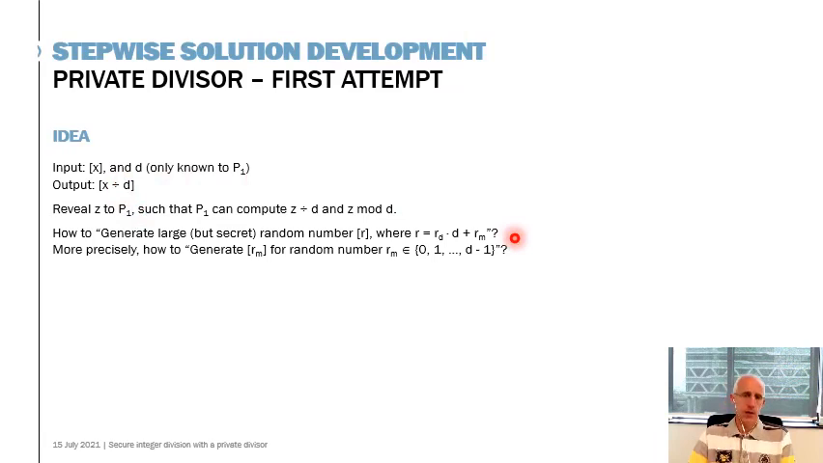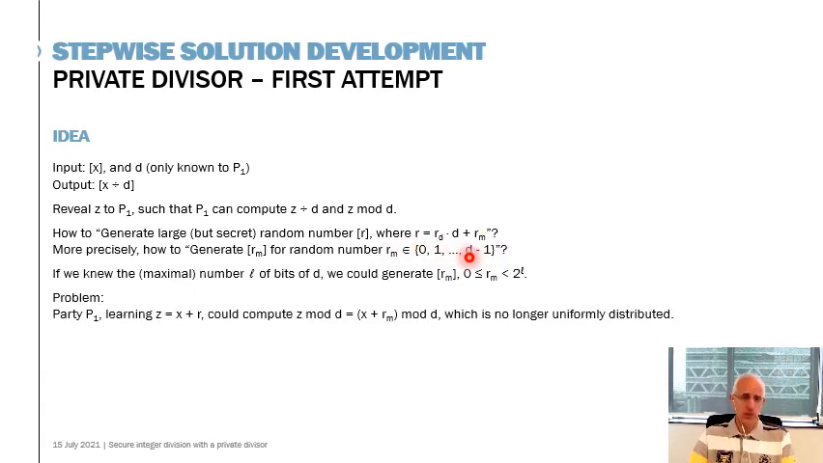But there is a problem here, namely how are we going to generate this random number without knowing D? How do you generate a uniformly random number Rm within this set without revealing D? It seems hard to efficiently do that. What you could do is we assume an upper bound on the divisor D. So we know the maximum number of bits L of this divisor. If we know that, we can generate L secret bits and compute Rm from that.